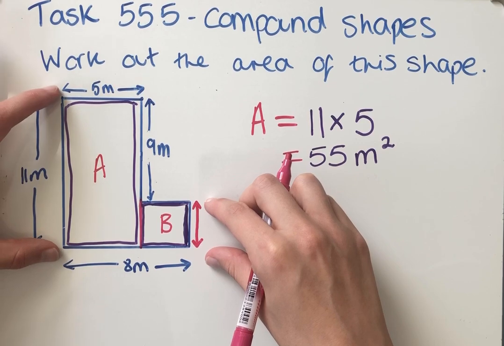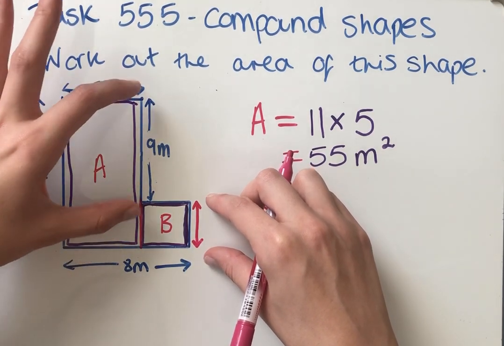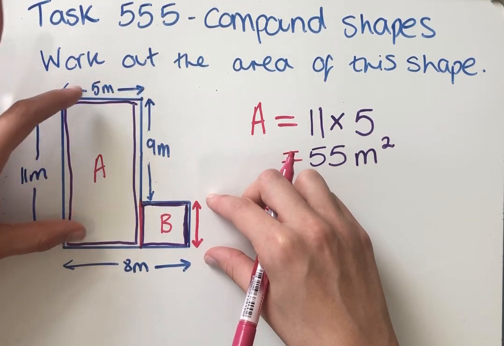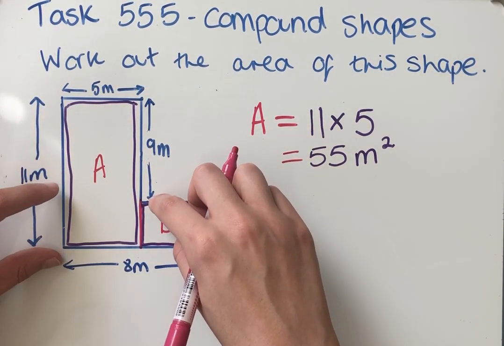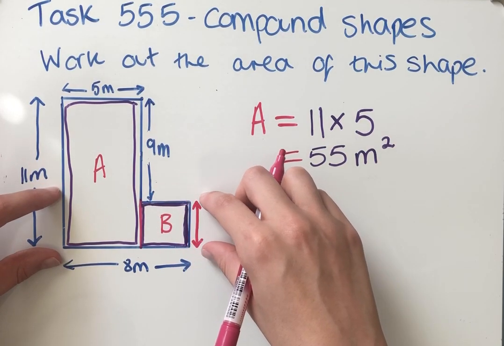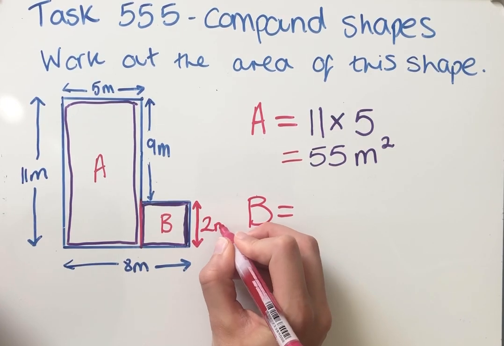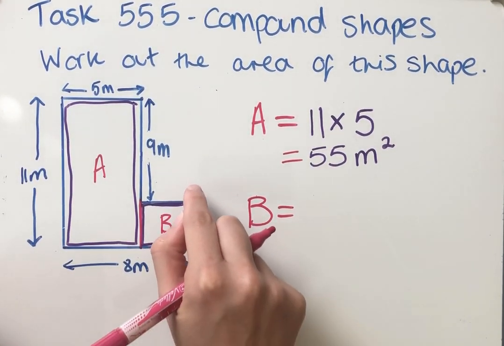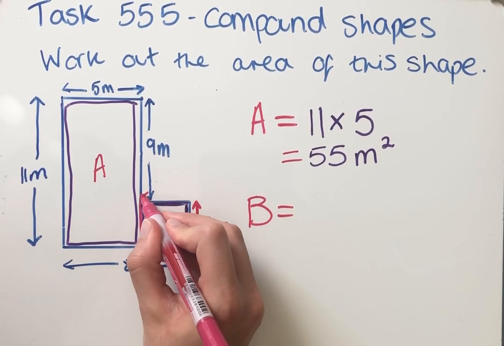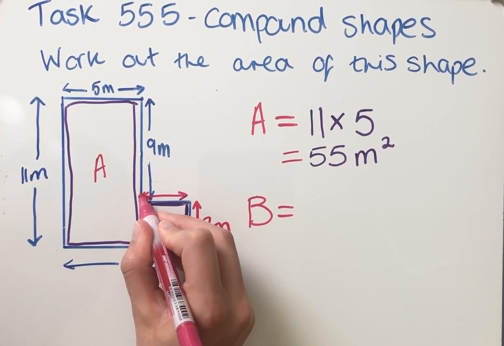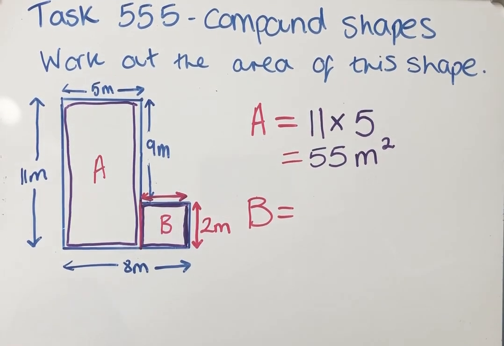Now I know this whole thing is 11, right? This bit here is 9. So if I do that 11 and I take away the 9, I'm left with that part there, and 11 take away 9 is 2. So that bit's 2. I've got to think about this part now, so I'm going to draw that in. So I've got to find that width there.